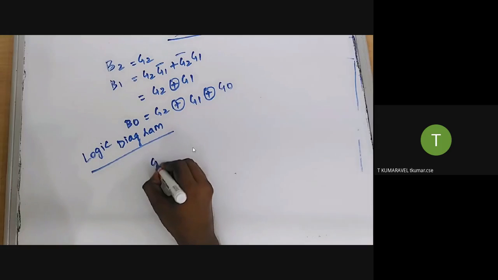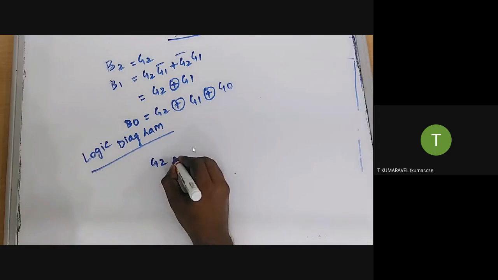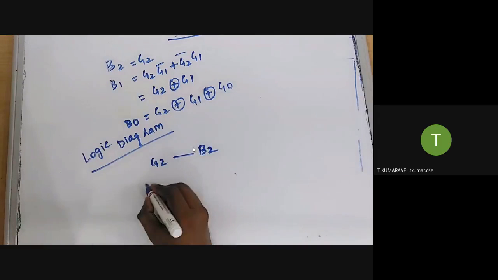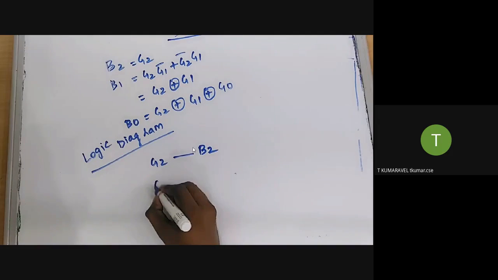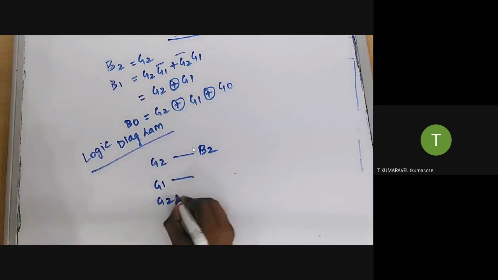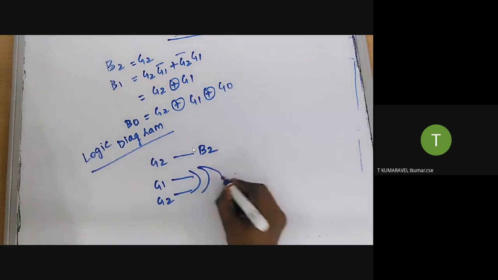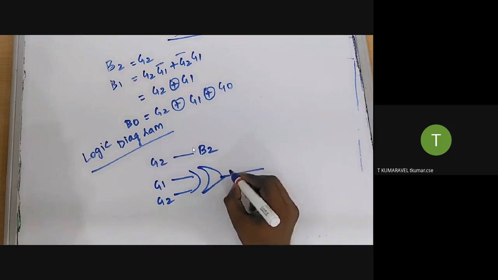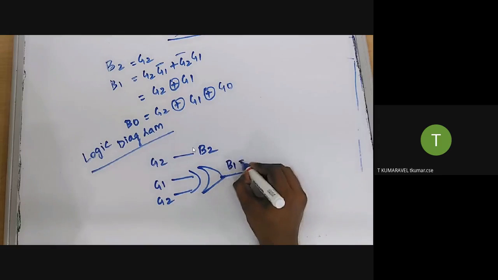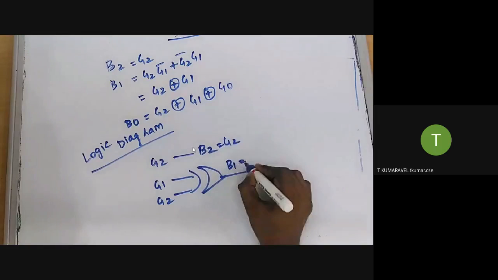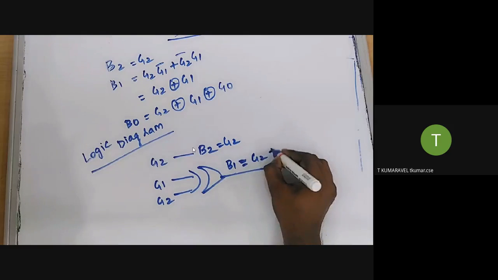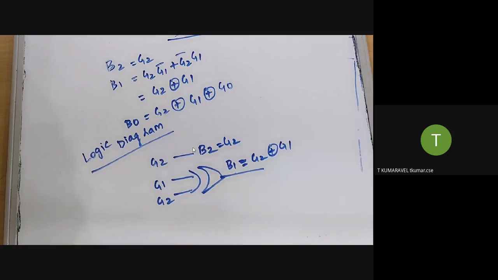Okay, G2 value. I'm going to treat it as the output of B2. What about the next case? G1, G2 are connected with an exclusive OR gate. That is the final output, which is called B1. B1 is G2 exclusive OR of G1.